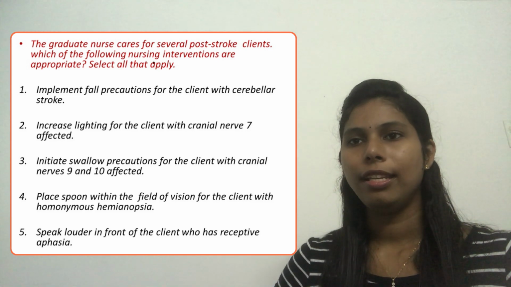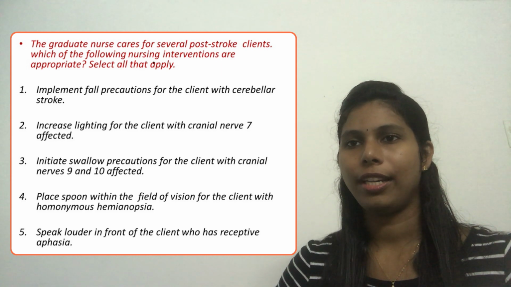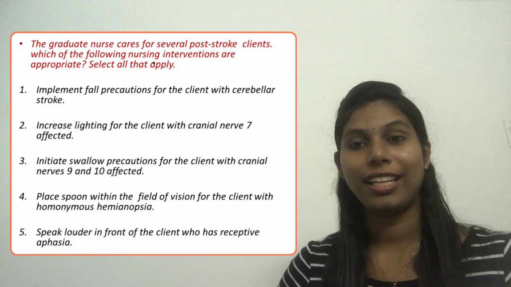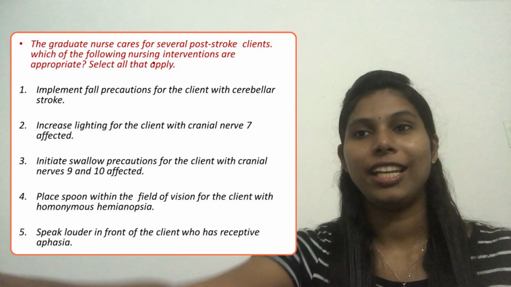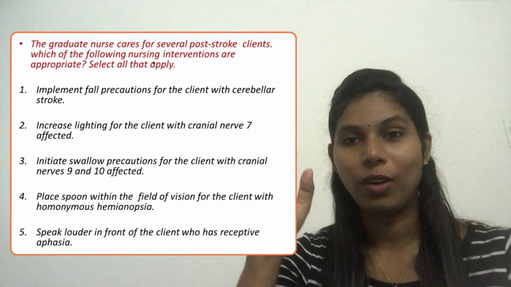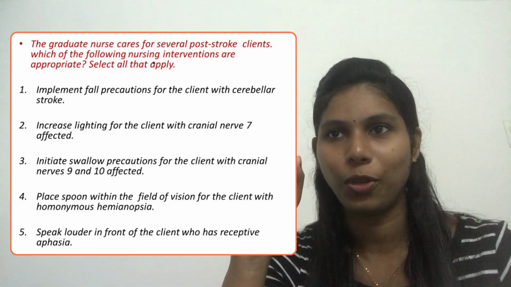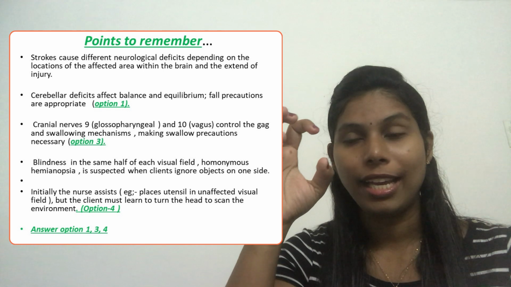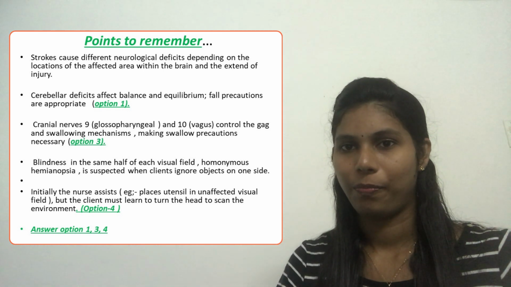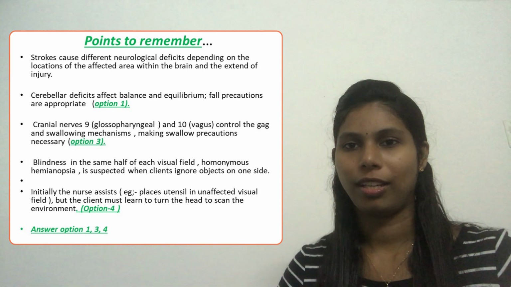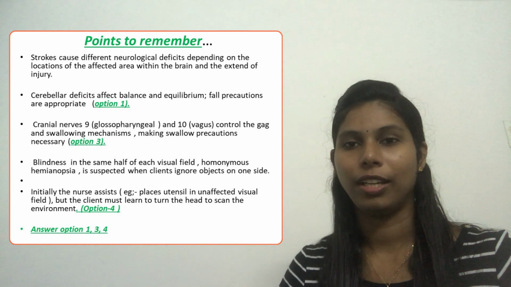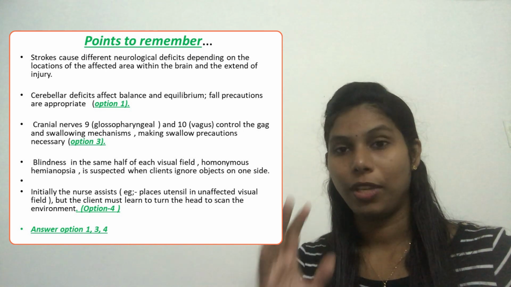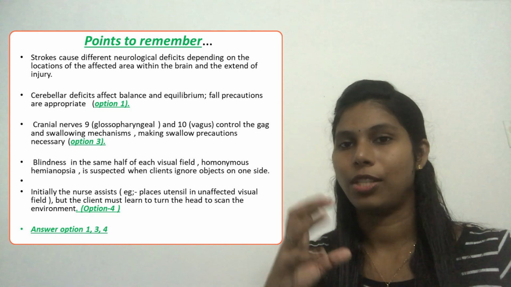Then option 3, initiate swallow precautions for the client with the cranial nerve 9 and 10 affected. What is cranial nerve 9 or cranial nerve 10? If you know the function of 9 and 10, definitely you will get the answer. Cranial nerve 9 is the glossopharyngeal and 10 is the vagus nerve. What is the 11th cranial nerve? Hypoglossal. And the last one is the spinal accessory. So it is very important to study all the cranial nerve names and their function.